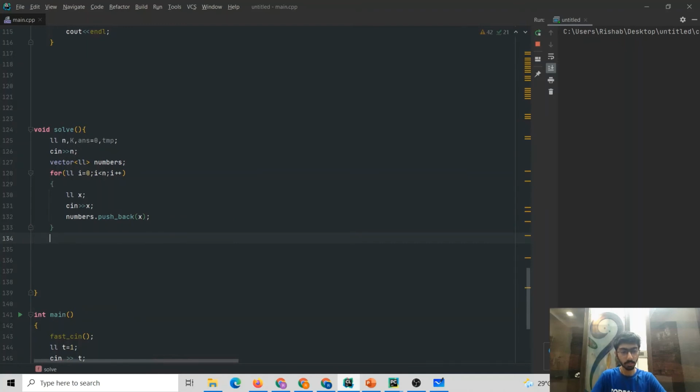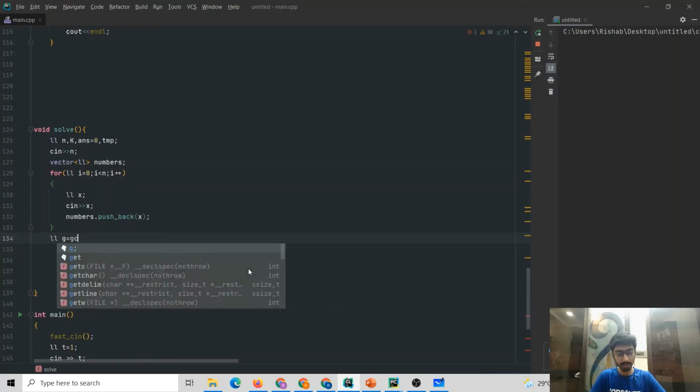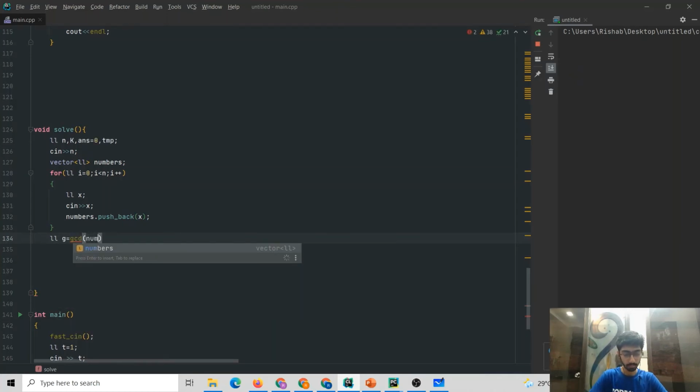After putting the value, now I have to iterate through the entire array to find the GCD. But before that, since in the constraints it is given that n is always greater than or equal to 2, what I can do is I can say what GCD is. Initially, GCD is GCD of numbers of 0 and numbers of 1. In C++, you can take GCD by using underscore GCD.